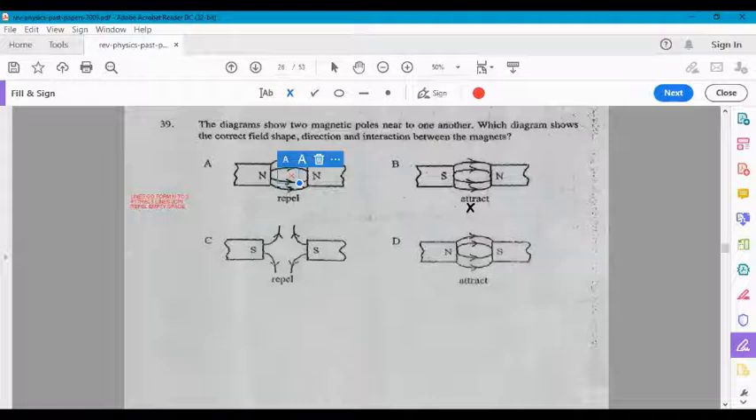Okay, here we have attraction. We have 2 unlike poles, so that's correct. So that is a contender. We're going to leave it for right now. Let's check out the others.